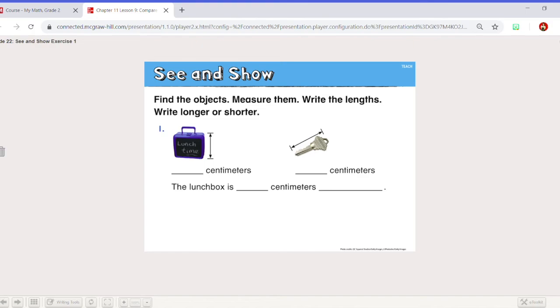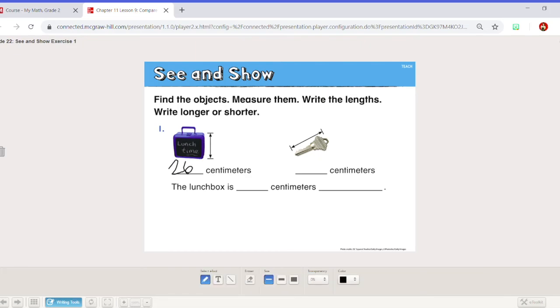So let's start out here. It says find the objects, measure them, and write the length. Write longer or shorter. So we have a lunchbox and a key. I do have those 2 objects with me. So I'm going to measure a lunchbox. And yours might be different than mine, and that's okay. So my lunchbox is 26 centimeters.